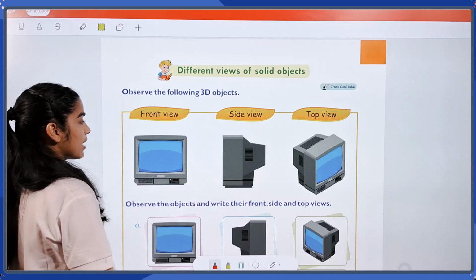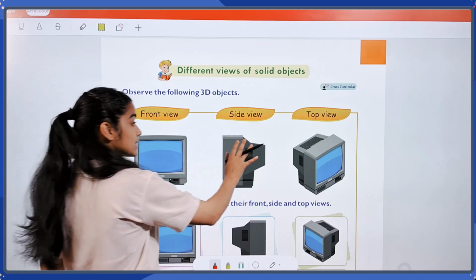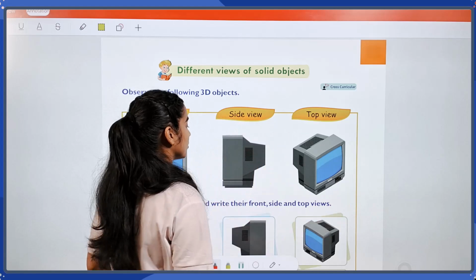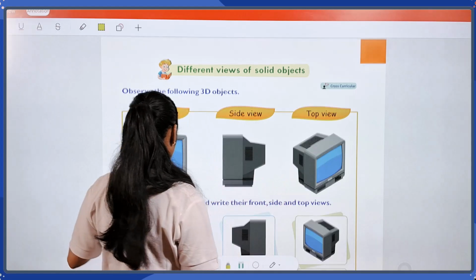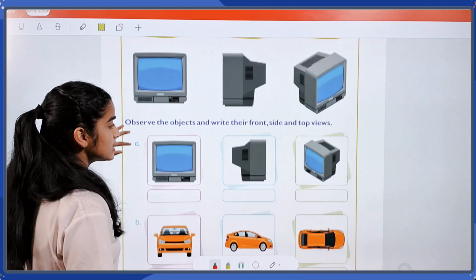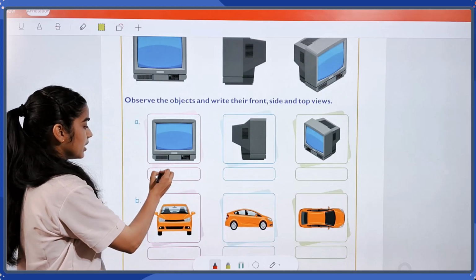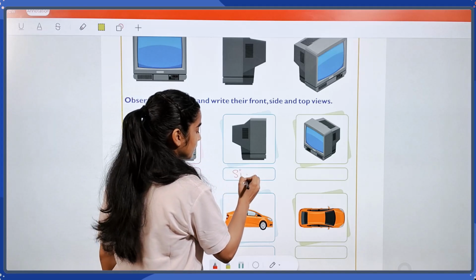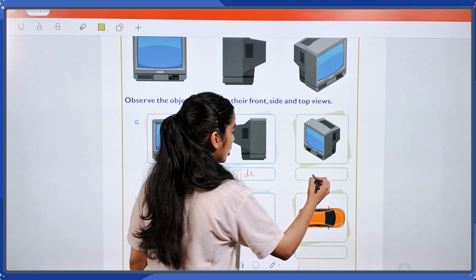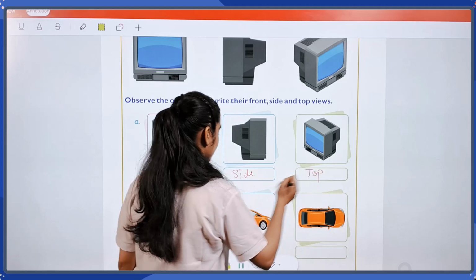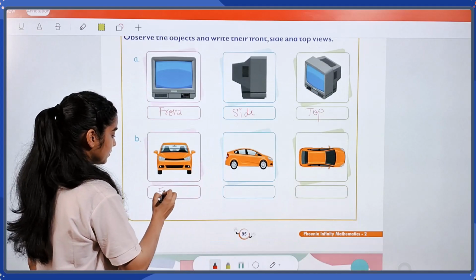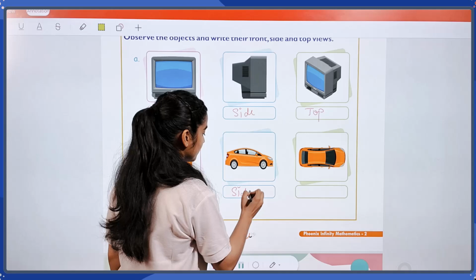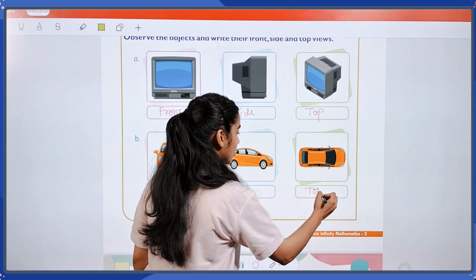So right now we have a TV. This is the front view, this is the side view. If you see your TV from the side, you will get a side view like this, and this is the top view. Observe the object and write the front, side and top view. So this is front, this is side and this is top. Now this is front, this is side view and this is top view, right?